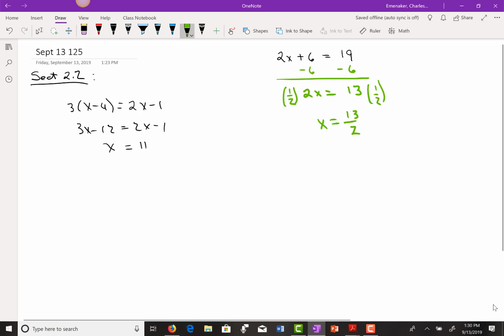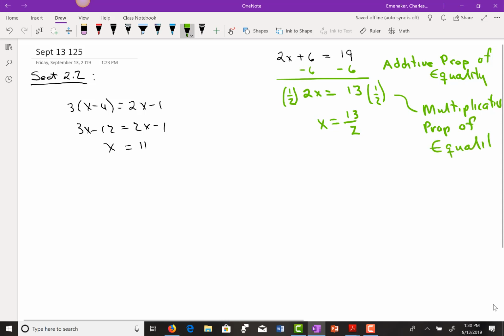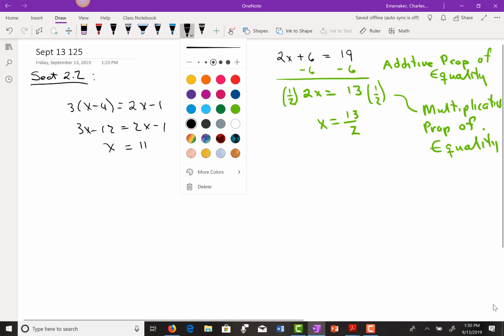The things that allow you to do this are the additive property of equality and the multiplicative property of equality. Okay, those sound familiar? Maybe you've heard them before, maybe you've not. And if you've not, that's fine. That's no big deal. All right.